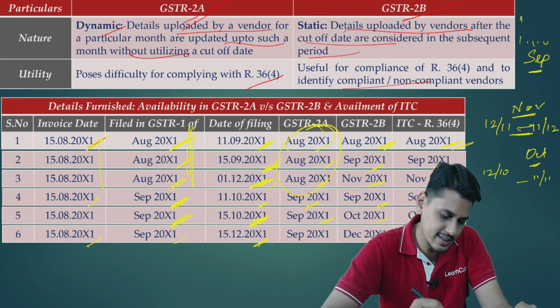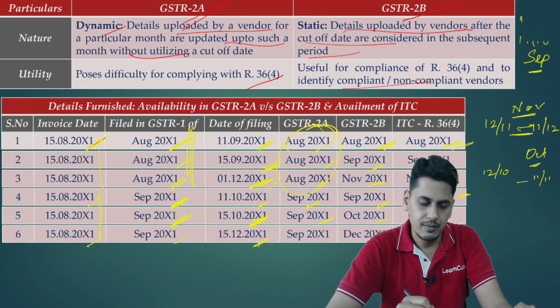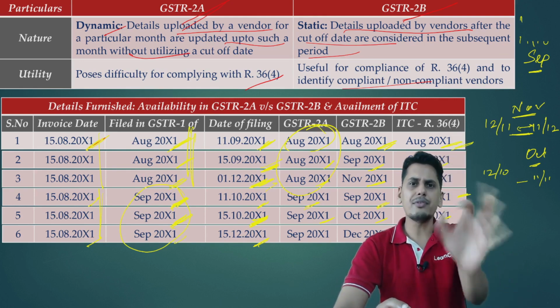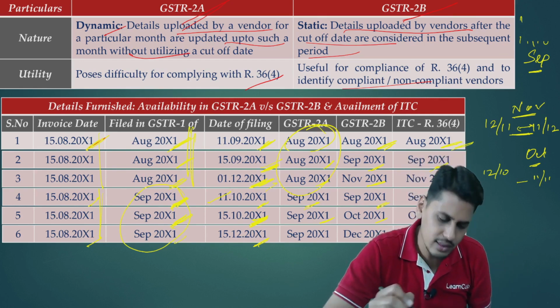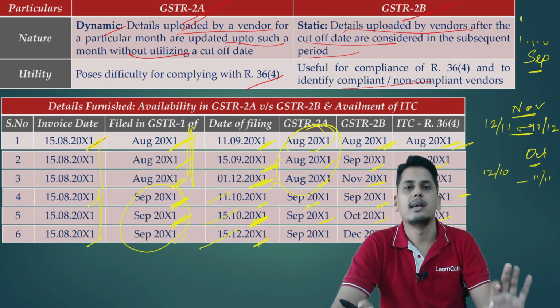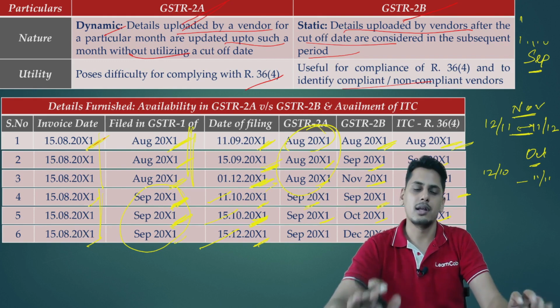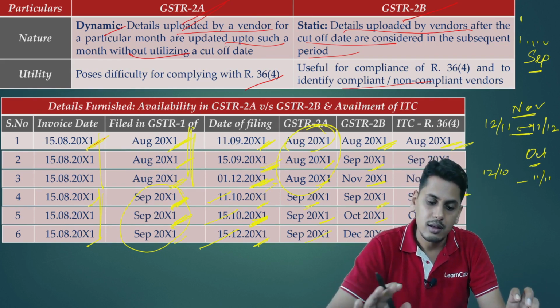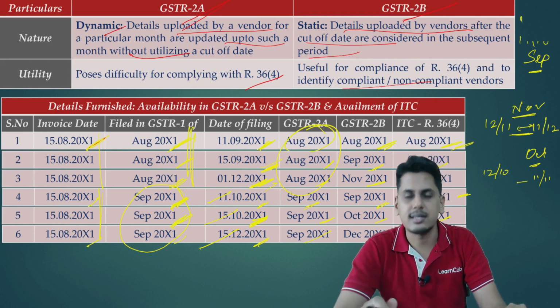Friends, if you see all these cases, invoice dated 15th of August, it is filed in GSTR 1 of September, irrespective of whenever it is filed, whether filed on 11th October, 15th October, 15th December, never mind. It is filed in GSTR 1 of September, it will appear in 2A of September. As simple as that. As regards 2B is concerned.